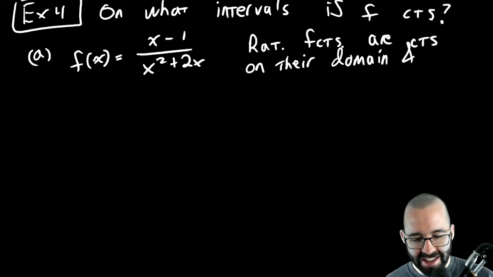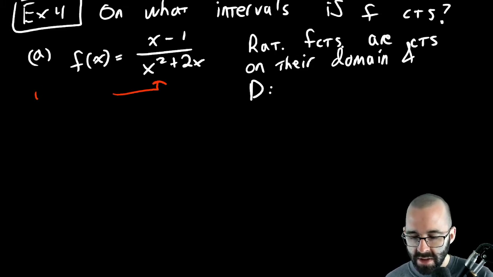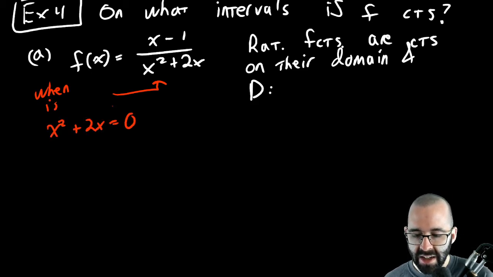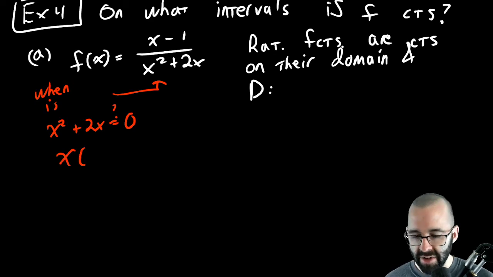Rational functions are continuous on their domain, and the domain, right, is everything except when the denominator is equal to 0. So we have to say, okay, when is the denominator equal to 0? If we can find out when the denominator equals 0, then we know the domain. To solve this equation, we factor. Take out a common factor of x, and what's left over is x plus 2.